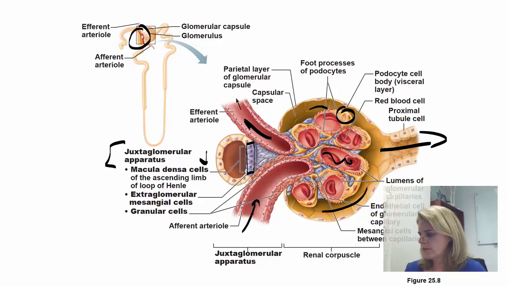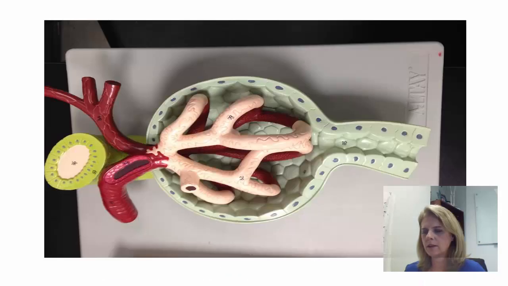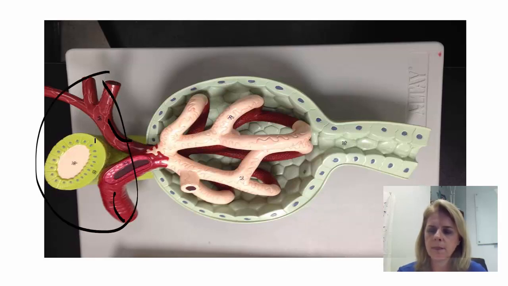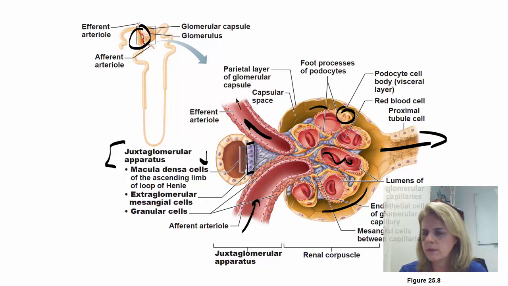So I did you a really big favor. I put this in the same orientation as the model, so you can just go back and forth between the image and the model and identify these structures. So again, afferent arteriole, efferent arteriole, whole thing is the JGA. This thickened area here is the macula densa. This is the last, kind of the first part of the distal convoluted tubule right here.